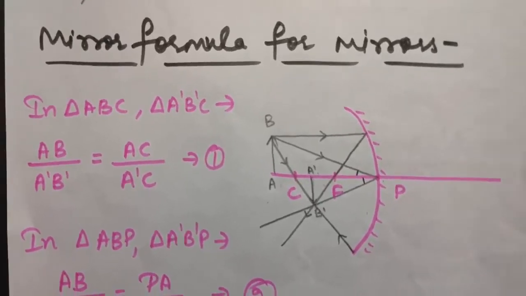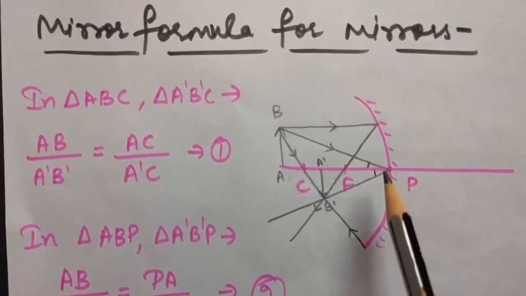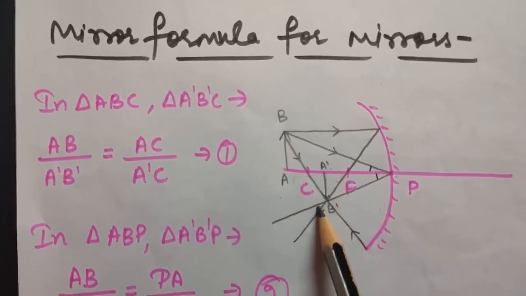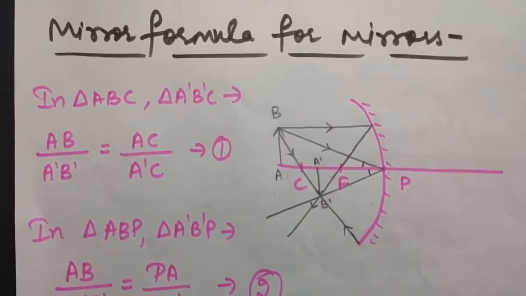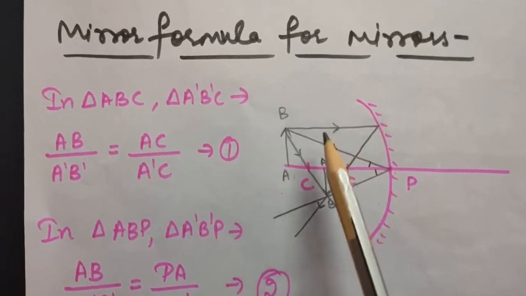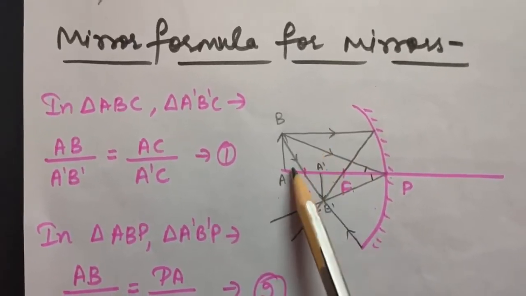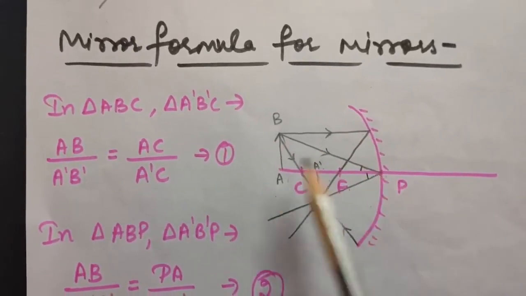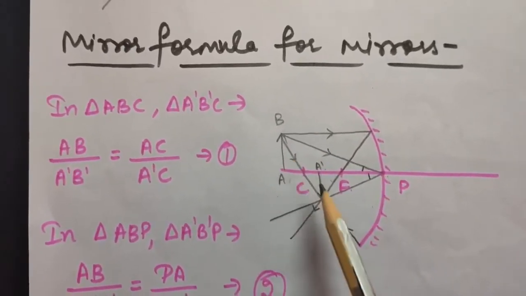Okay, so let us start with the concave mirror. Again, I have taken the case when the object is beyond C, so therefore the image is formed between C and F. This I have already told you. In this case, to derive the mirror formula, I have taken three incident rays. One is parallel to the principal axis, one is striking the pole, and one is passing through the center of curvature.